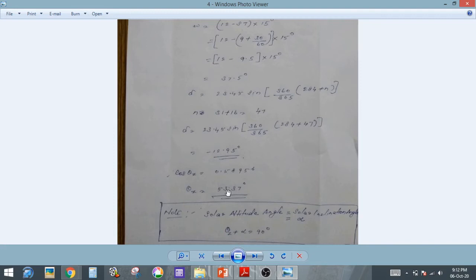And if the problem asks us to find solar altitude angle or solar inclination angle, it is alpha. That is, I have already mentioned, both are complementary angles. This altitude angle and zenith angle, that is alpha plus theta z equal to 90 degree. And if we want to find solar inclination angle alpha, then take 90 degree minus theta z. So first we have to calculate the zenith angle, and 90 degree minus the zenith angle gives the solar inclination angle.